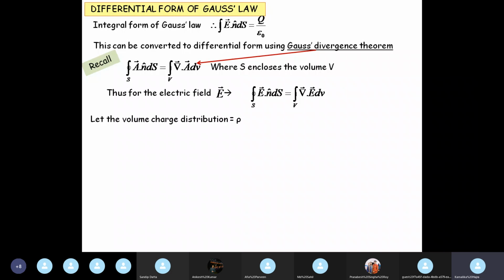Now let us suppose that the volume charge distribution is rho. Remember, we had discussed volume charge distribution, linear charge distribution, and surface charge distribution in our previous class. So let us suppose that the volume charge distribution is rho. That is, we are assuming a continuous charge distribution, not discrete point charges, within the volume that is enclosed by the surface S.